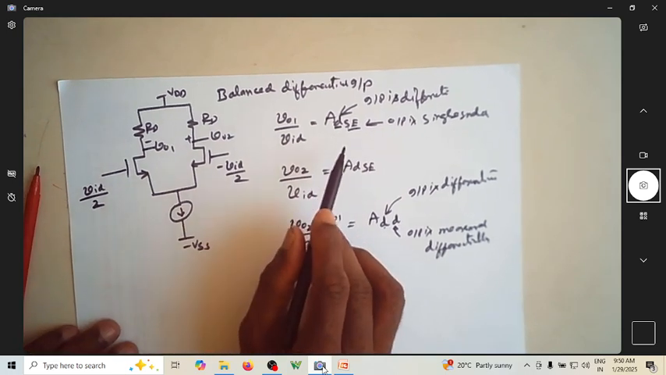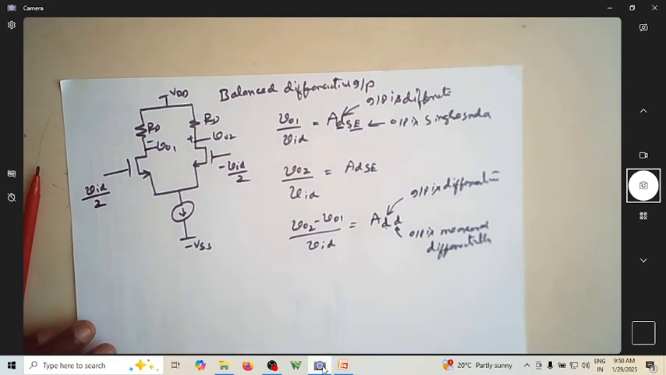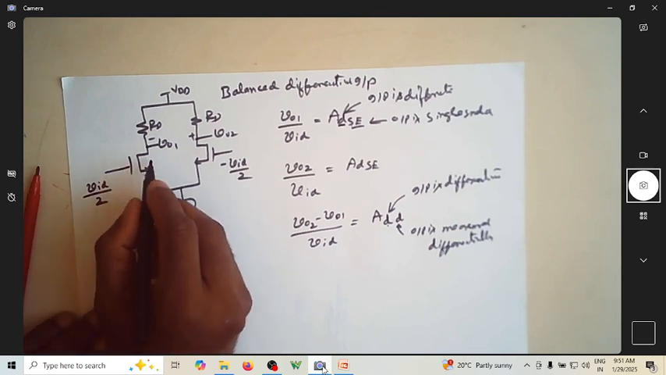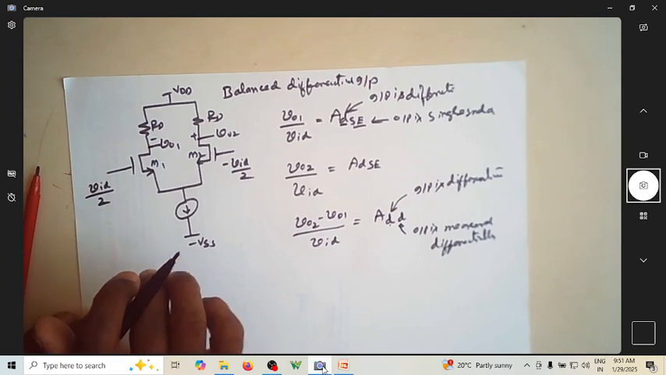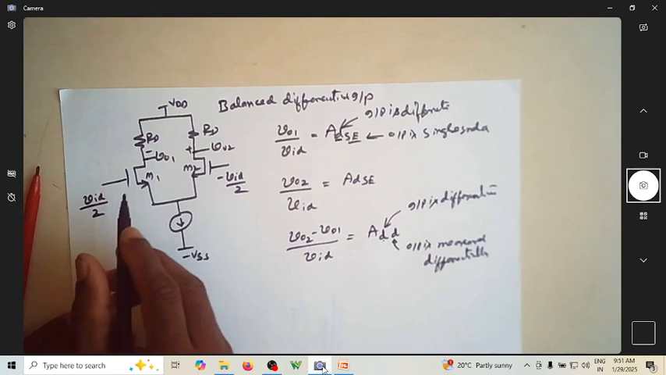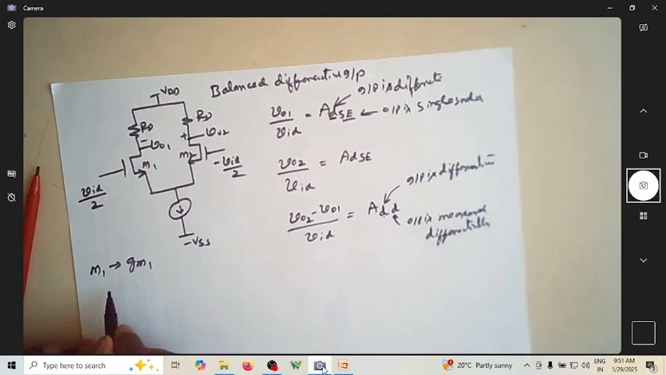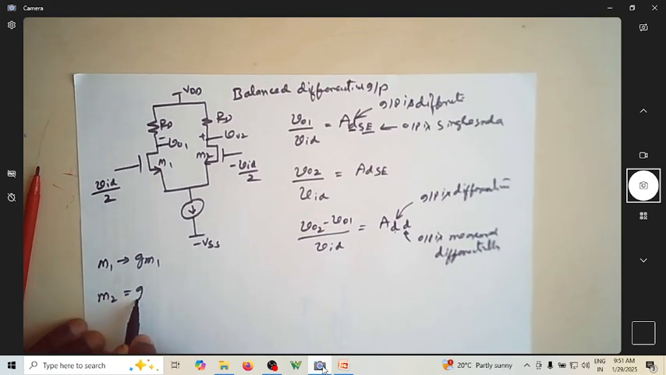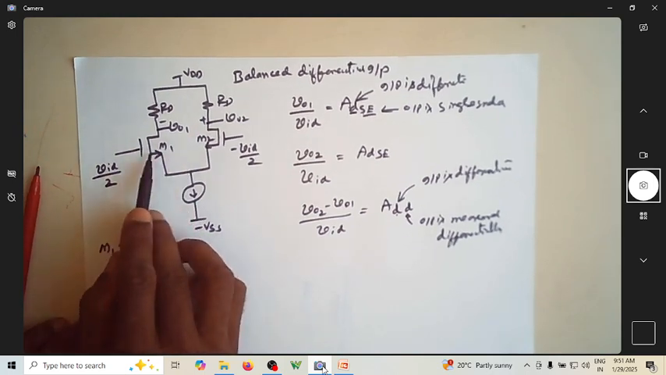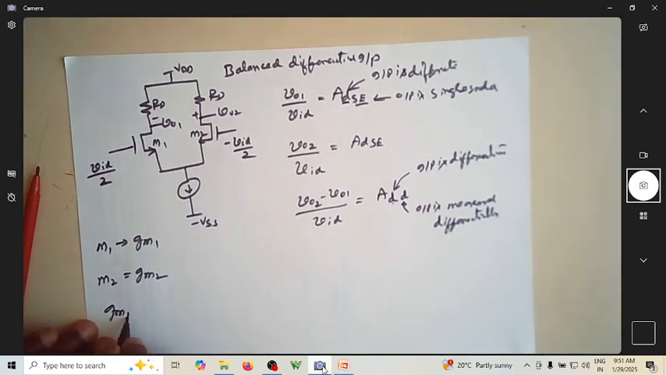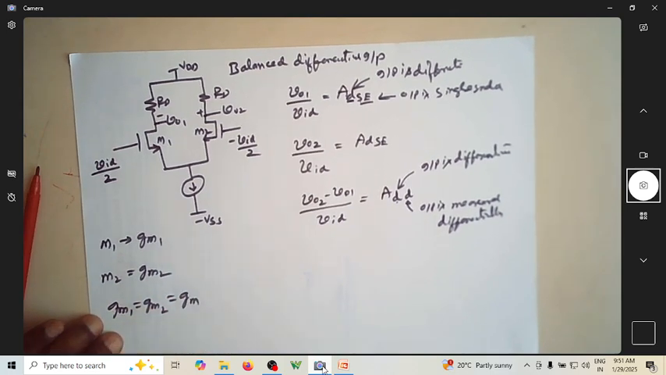So let us first start with ADSE. Whenever you apply some signal, we know that M1 and M2 will have some dimensions, they'll have KP and all those things. So let us assume that M1 has a transconductance of GM1 and M2 has a transconductance of GM2. Since we are assuming both of them are identical, I can write GM1 equals GM2, and let me write it as a common term, GM.